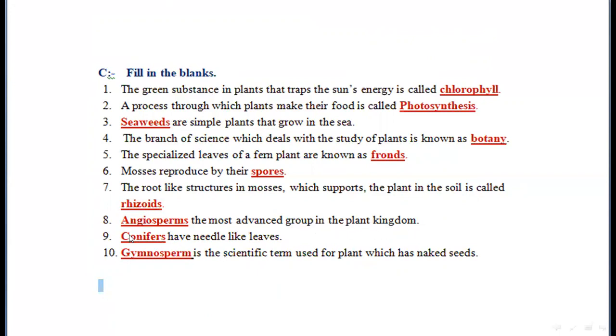Which one has needle-like leaves? Conifers have needle-like leaves. Gymnosperm is a scientific term used for plants which have naked seeds. I hope you understand all these exercises.